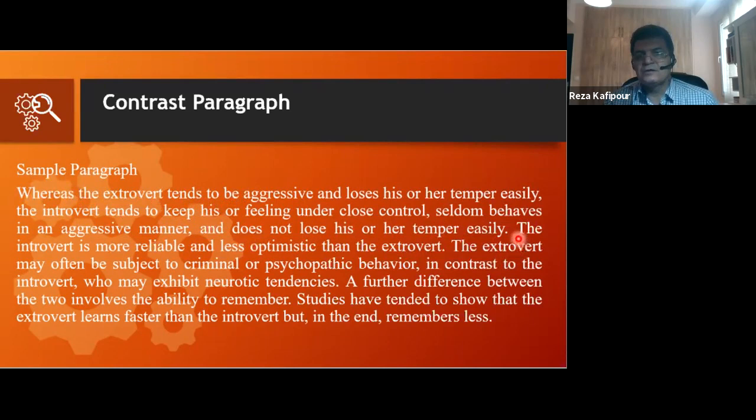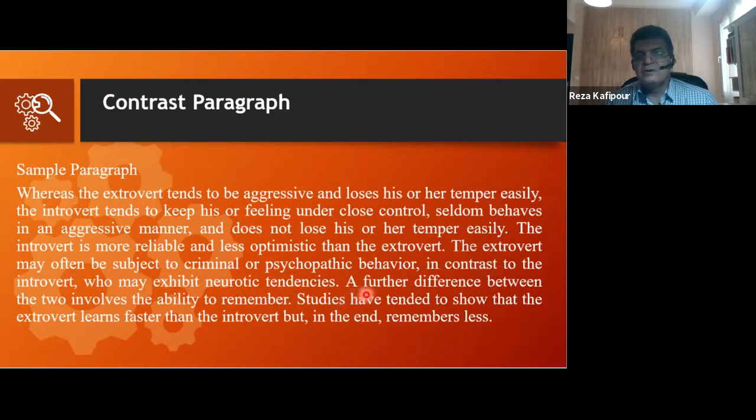The next major supporting sentence: the introvert is more reliable and less optimistic than the extrovert. Here we use comparative adjectives to show differences. Another structure. Let's see the next one. The extrovert may often be subject to criminal or psychopathic behavior, in contrast to the introvert who may exhibit neurotic tendencies. Again, we use "in contrast", another structure.